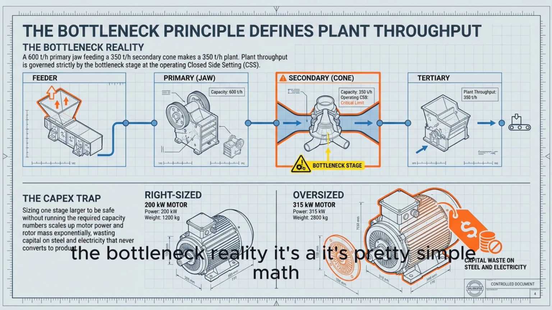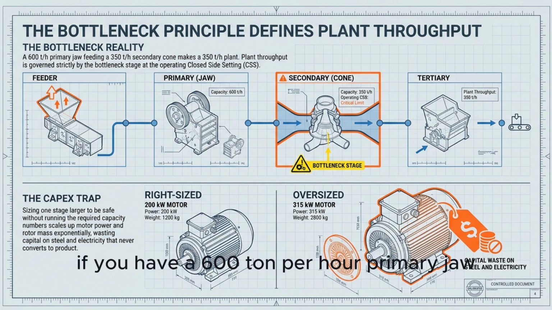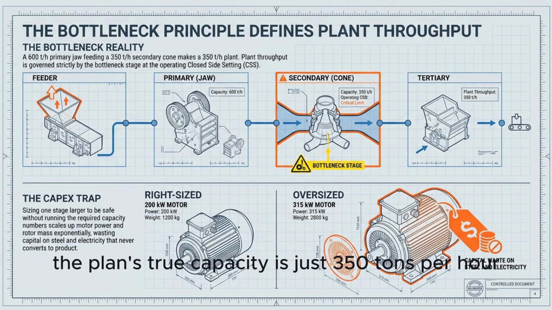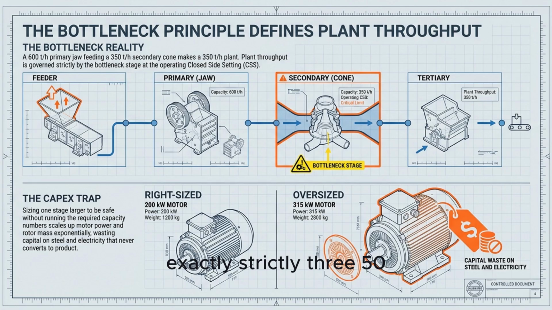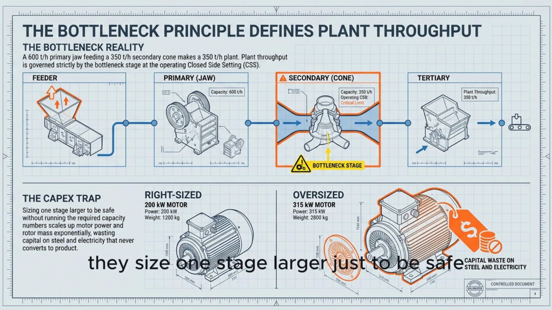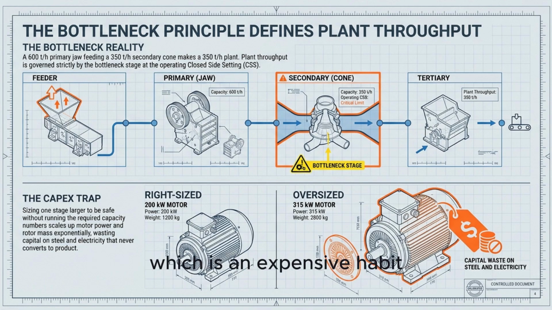Right, the bottleneck reality. It's pretty simple math. If you have a 600 ton per hour primary jaw feeding a 350 ton per hour secondary cone, the plant's true capacity is just 350 tons per hour. Exactly, strictly 350. But people ignore this and fall into what we call the CapEx trap. They size one stage larger just to be safe. Which is an expensive habit.